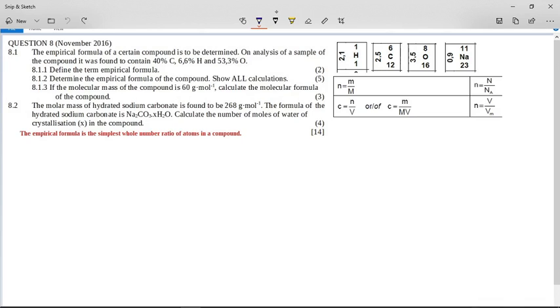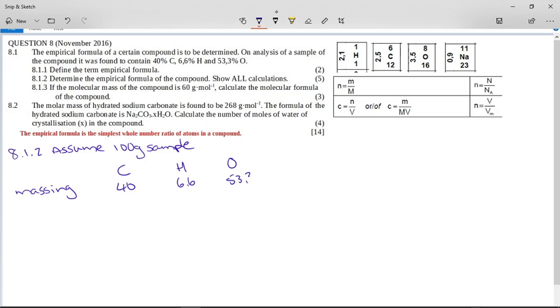It says determine the empirical formula of the compound, show all the calculations. So the first thing that we have to do is assume a 100-gram sample, because if we assume a 100-gram sample, we can equate the masses to the percentages. What elements do we have? We've got carbon, hydrogen, and oxygen. So we're going to make a little table here. If we assume a 100-gram sample, the mass in grams of carbon is 40, hydrogen is 6.6, and the oxygen is 53.3.